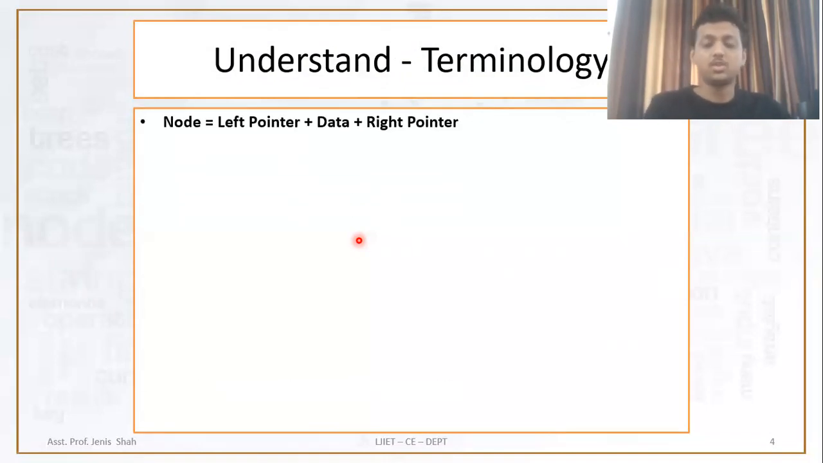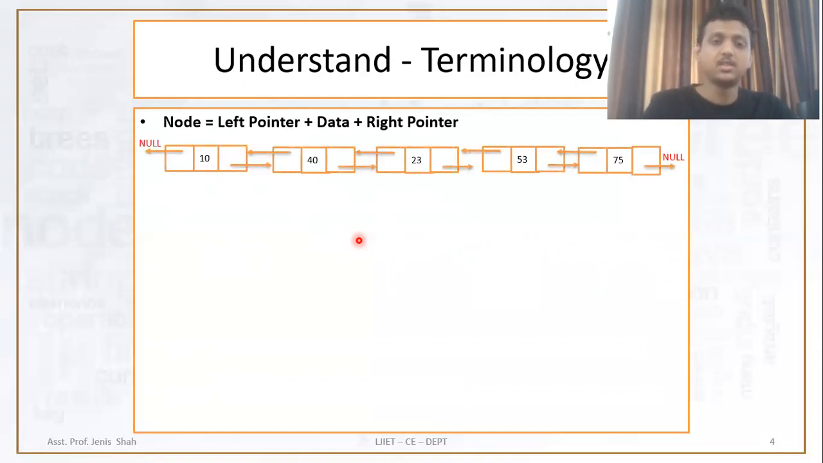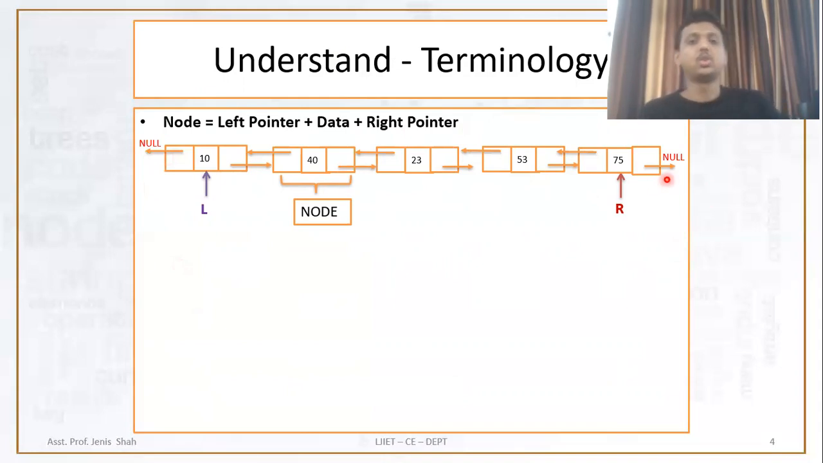Let's check it out. A node contains two things: a left pointer, a right pointer, and data. So this is my linked list. Now tell me, this is the first node. Which pointer is pointing over here? L. Okay, so L is here. This is my last node. Which pointer is pointing over here? That is R. Got it? So this link is pointing to null and this link is pointing to null.